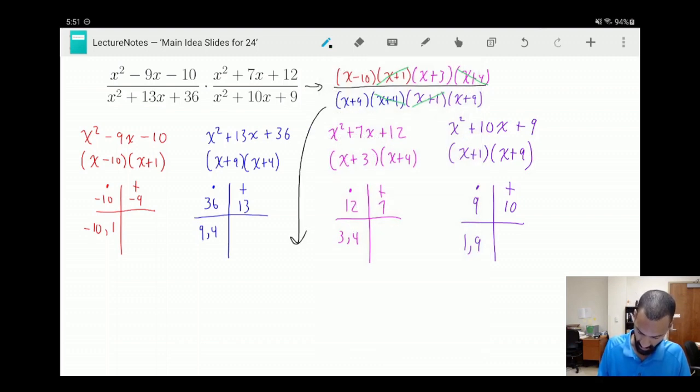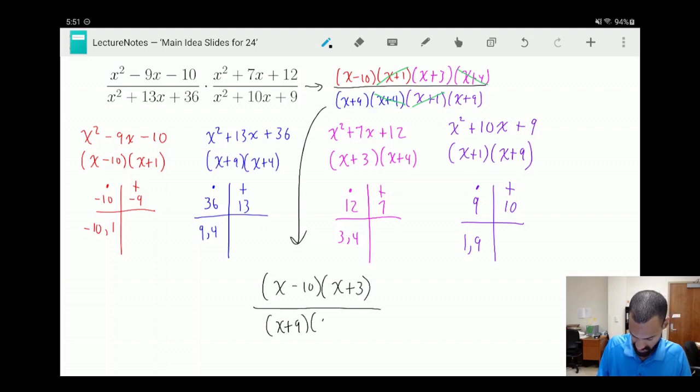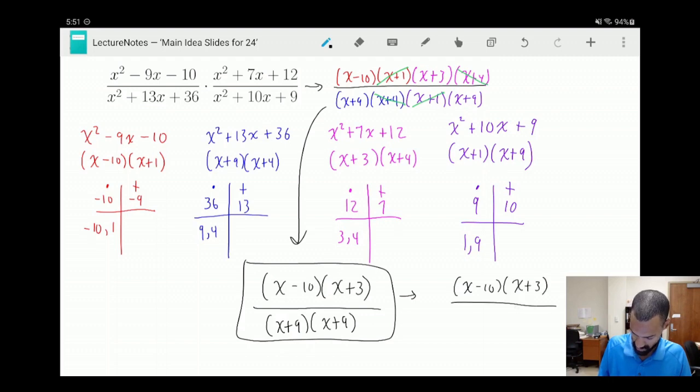Okay, so I'll write my final answer at the bottom here. Probably not the most efficient way to write this out, but it'll work. X minus 10 is left. X plus 3 is left. X plus 9 and x plus 9. Okay, you may also write this one like this if you prefer. X minus 10, x plus 3, over x plus 9 squared. You could also write it like that if you want. It's a little bit more efficient.